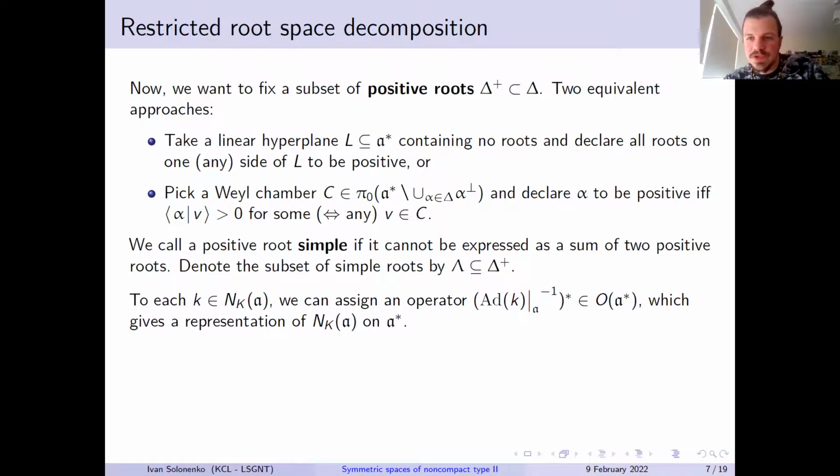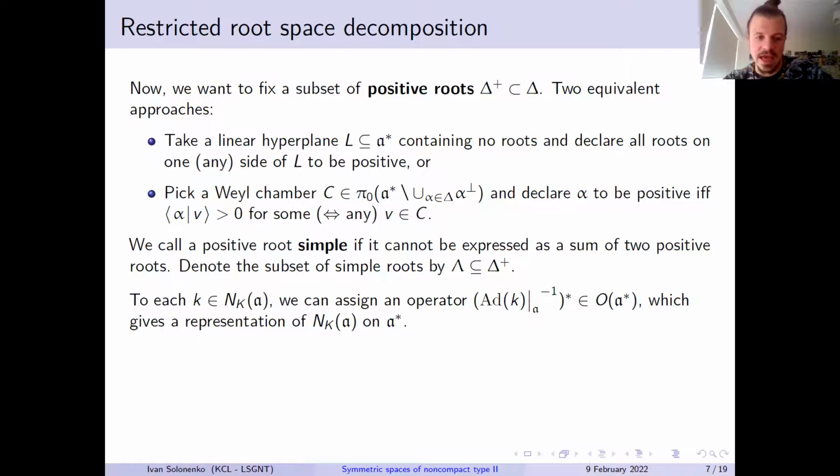Now I want to stress again that this choice of positive roots does not matter. For this, I need to make the following observation. If you consider K, and then you consider the subgroup of K whose adjoint action on the Lie algebra G normalizes A, then this group N_K(A) naturally acts on A, and therefore on A star.